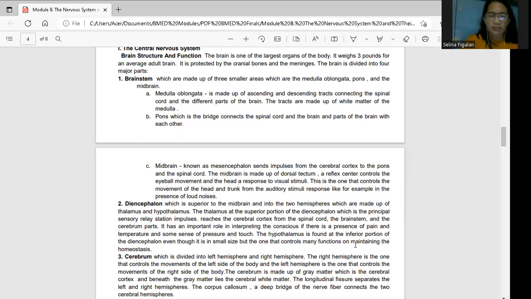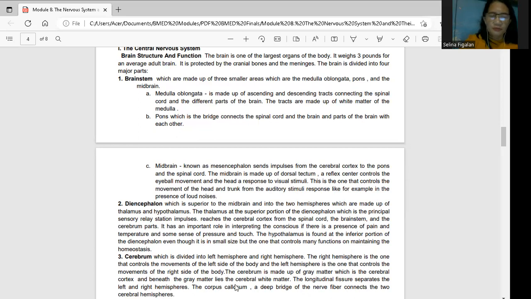Okay, if you don't use it, you say, I'm still studying. So the one that controls your... Okay, so the cerebrum. It's here that your hypothalamus is the one that maintains the homeostasis.